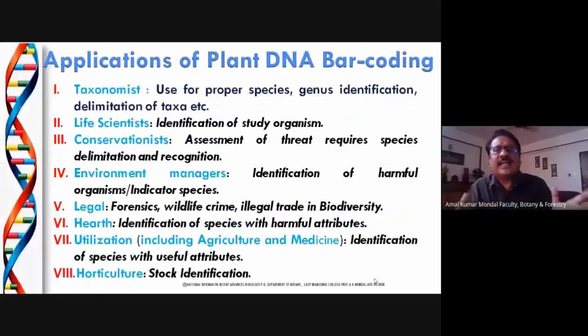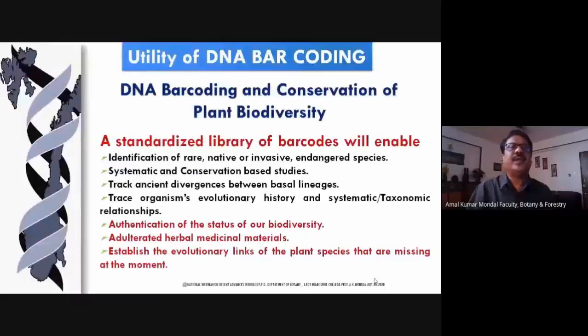Now, what are the other applications of DNA barcode? In case of taxonomy, it is used for proper species and genus identification, delimitation of taxa, and so on. The utility of DNA barcoding: a standardized library of barcodes will enable identification of rare, native, or invasive endangered species, systematic and conservation-based studies, and tracking ancient divergences between basal lineages.